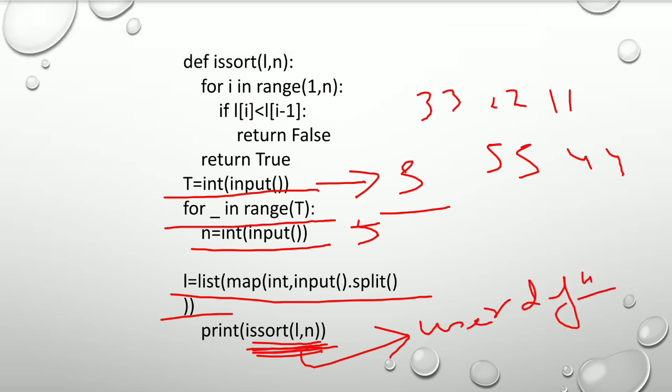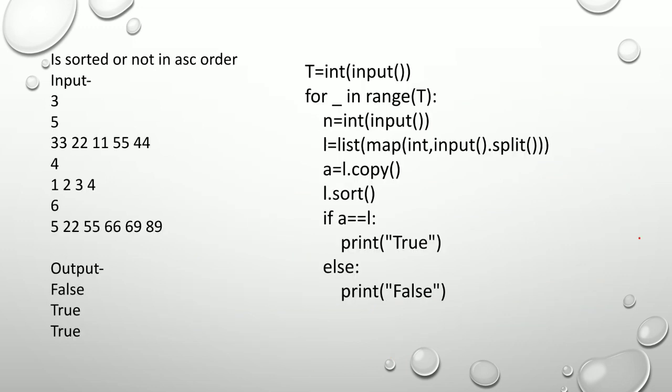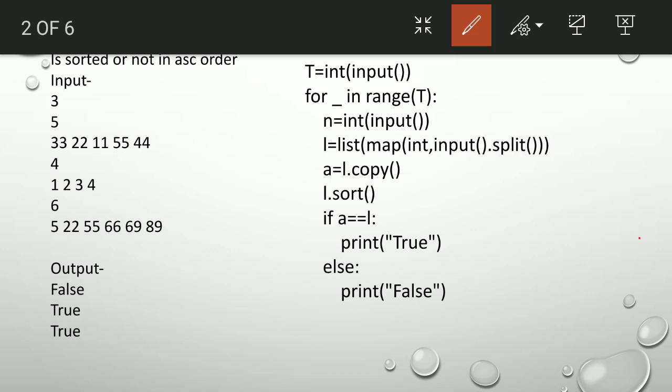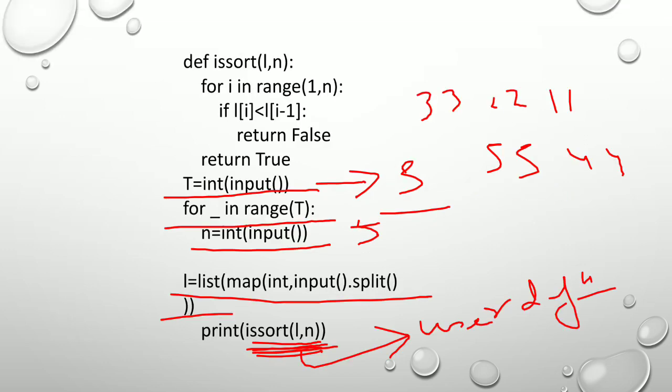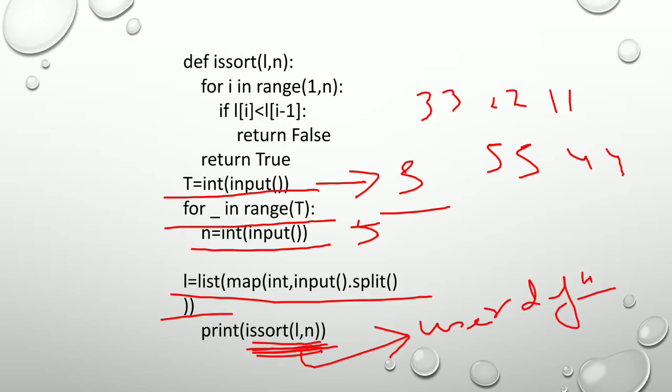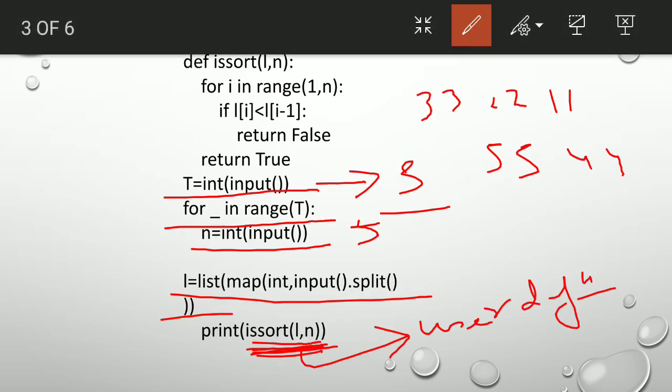In the previous one, the copy function or the sort function, these are called predefined functions, because these are not defined by you, but are already defined in the Python language and we are using them. But in this program we are creating our own function, so this is called a user defined function.